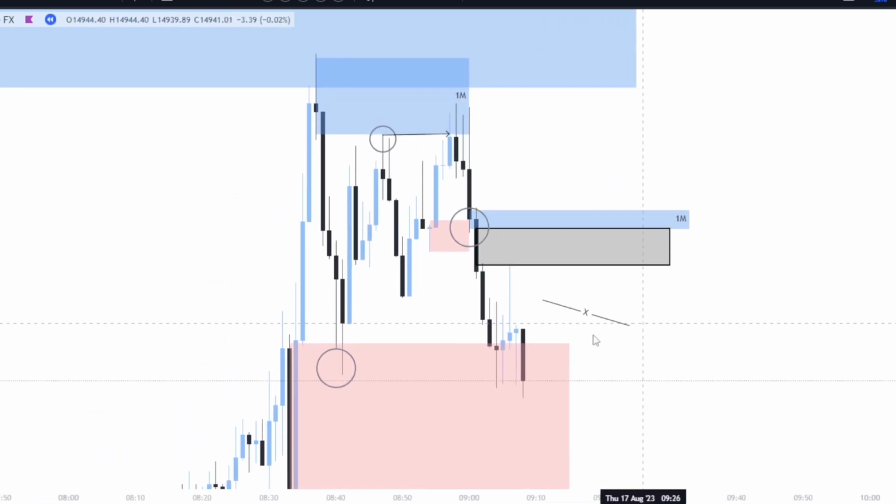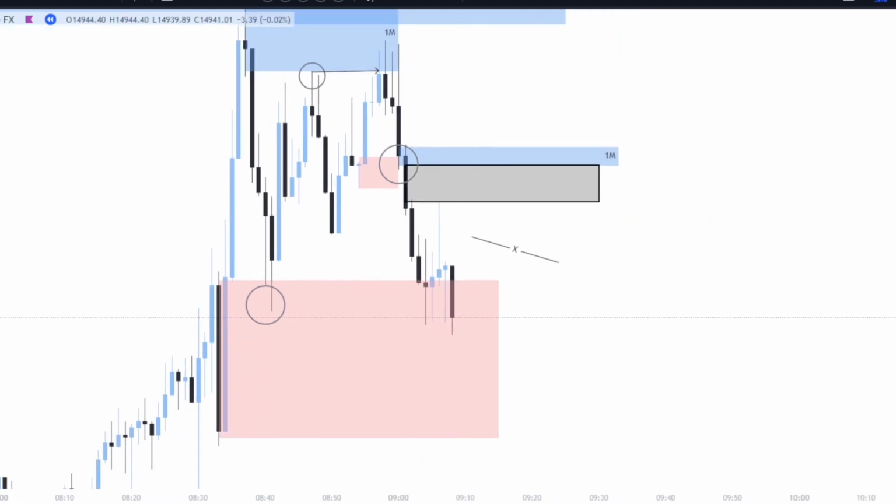Notice it pulls into this 1 minute demand again. It's tapping into this fair value gap. It's like a magnet to the market. That's how you should look at it. That's ideally a magnet. And what I always tell all my students is, if you have a fair value gap and a supply or demand right next to it, it's a very good thing.